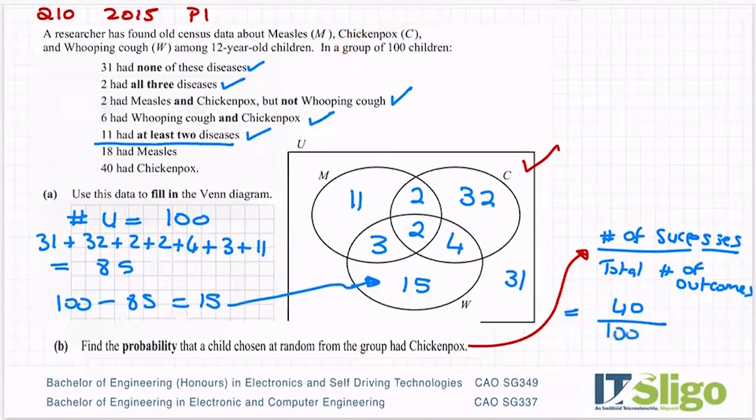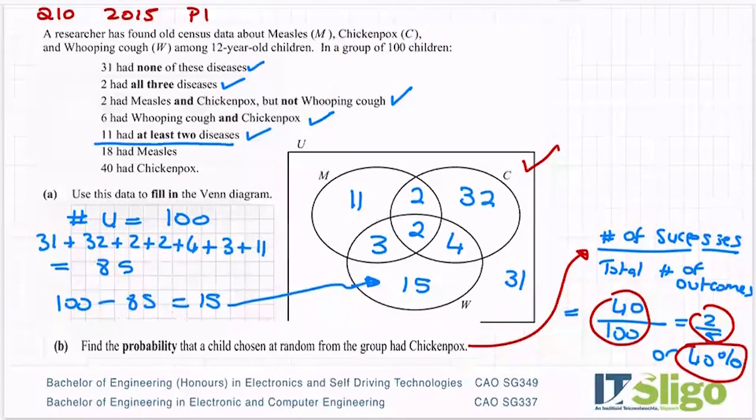So it's 100. So you can put it as 2 over 5 if you want, or 40%. Whatever way you can do it. Any of these answers is perfectly acceptable. Okay, and that was that question.